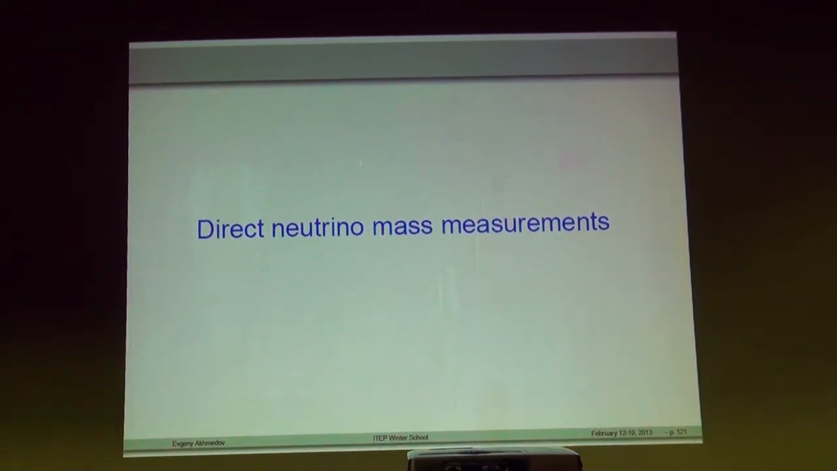Now, as I told you before, and as you know already, in neutrino oscillation experiments, we can only probe neutrino mass square differences. We cannot probe the absolute scale of neutrino mass. And of course, we want to know how big the neutrino mass actually is. There are several ways to attack this problem. One of them is the measurement of the spectrum in beta decay.